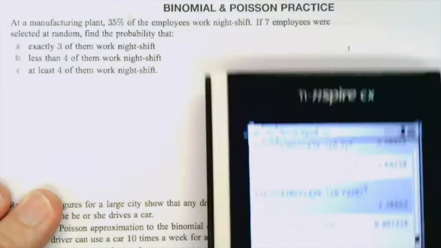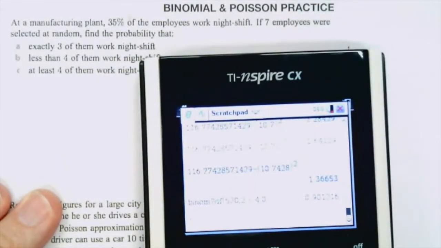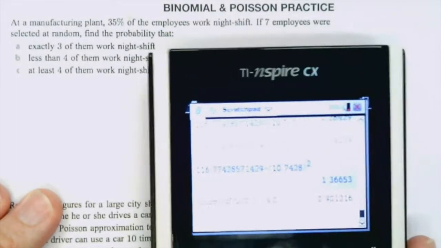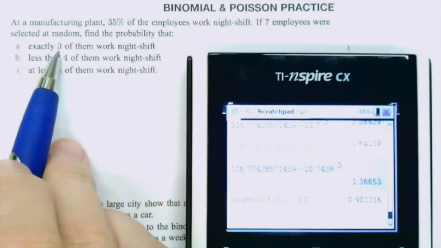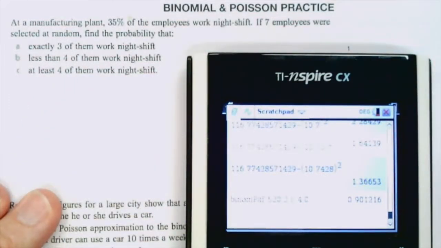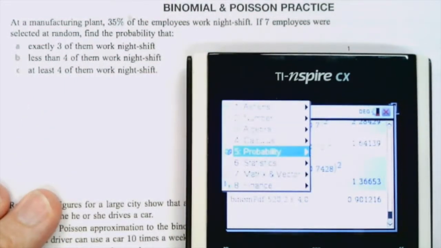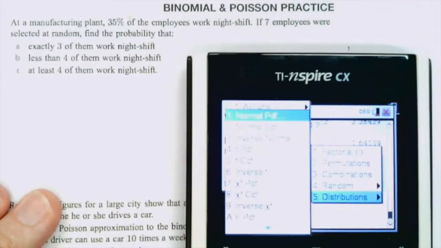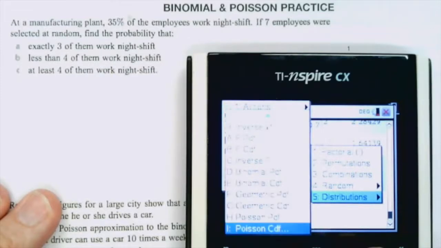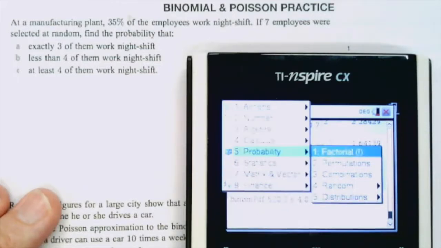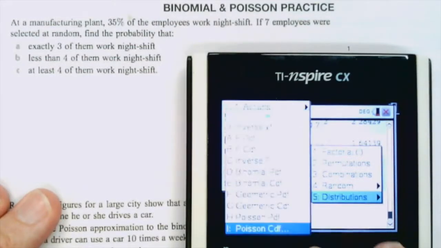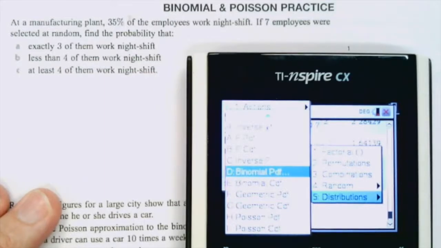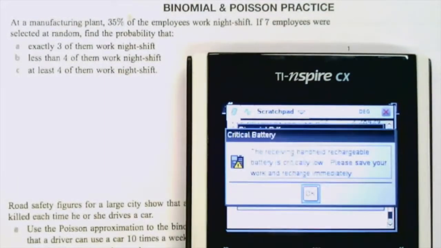So what we're going to do is go into our calculator. We're going to go into Binomial Pdf, to the binomial functions. The first one asks about exactly 3 of those 7 working night shift. So we go into menu, then down to probability. Inside probability, we go down to distributions. Once you're in distributions, you need to find binomial. You can either scroll down or scroll up. You see binomial. There's Binomial Pdf, Binomial Cdf. Right now, we're going to do Binomial Pdf, so I'm going to push enter. Pdf because we want one probability.